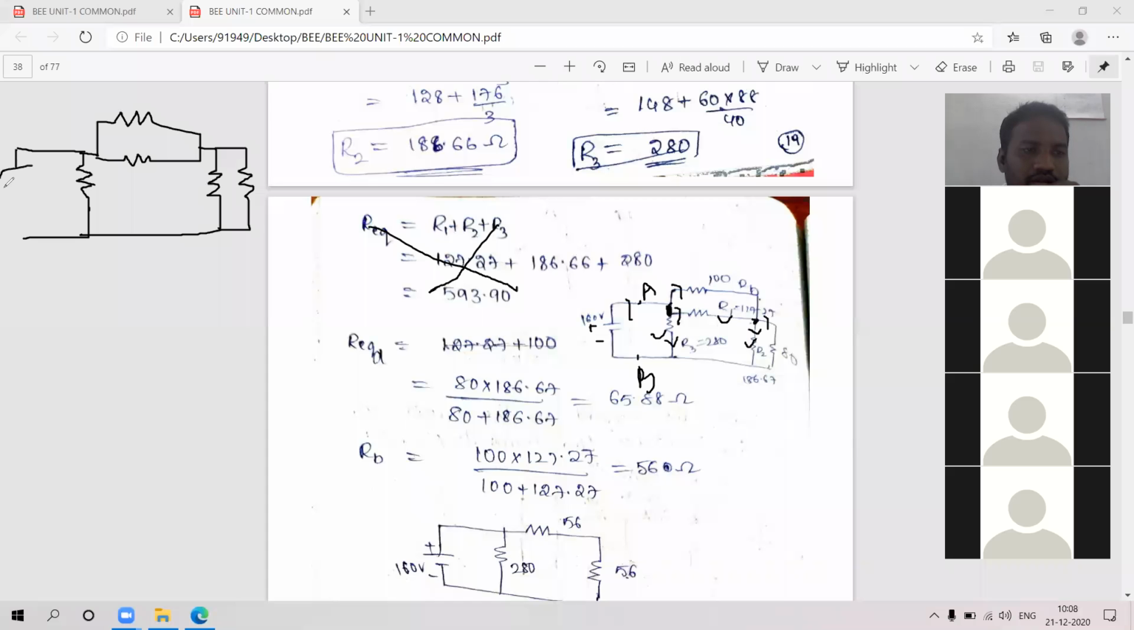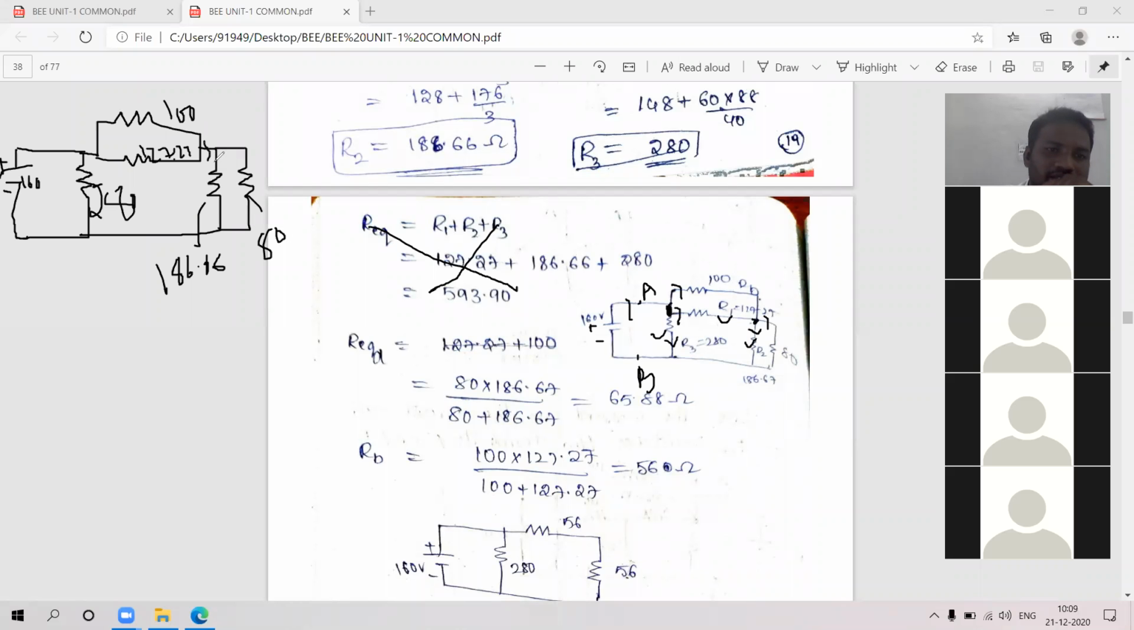Here you are having voltage, that is plus and minus 160. This value is 280. And these two are 100 and 127.27. And this value is 186.66, and this value is 80. Only 80. Now see here, this 80 and 280.